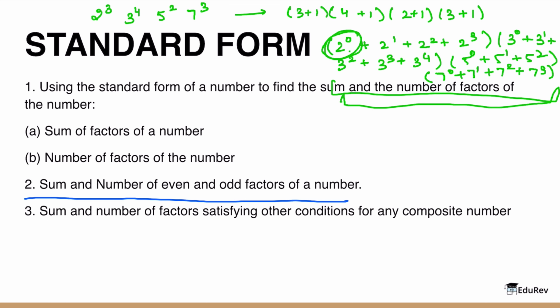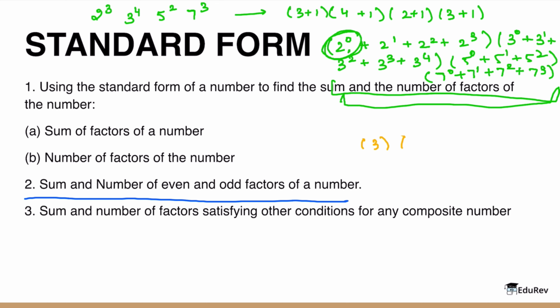That means if I want to find all the even factors, then I cannot include 2 to the power 0. Because if I'm including 2 to the power 0, then there will be some factors included in this which are going to be odd when I open this expansion. That means I'm not going to include 2 to the power 0. That means the lowest exponent of 2 is going to be 1, and the highest exponent of 2 is going to be 3.